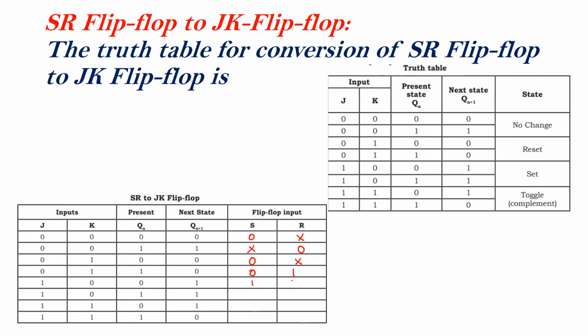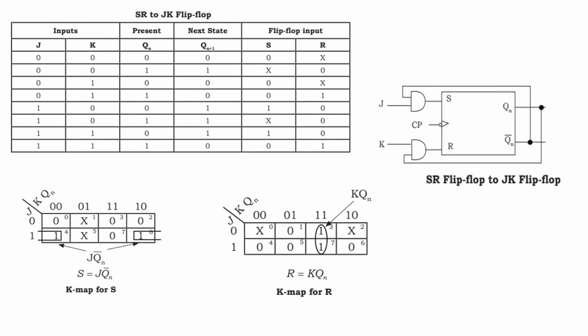0, 1, 1, 0. 1, 1, X, 0. 0, 1, 1, 0. 1, 0, 0, 1. In this way, we have to complete the excitation table for the SR flip-flop. It's an easy way to remember the excitation values. And next, I am going to find out the K map for S and the K map for R here.